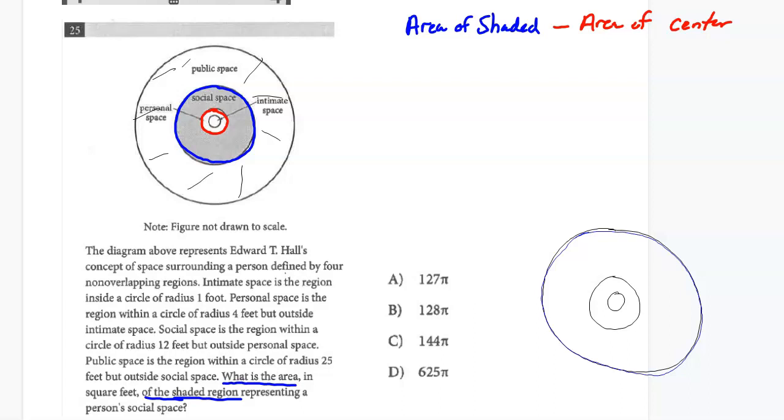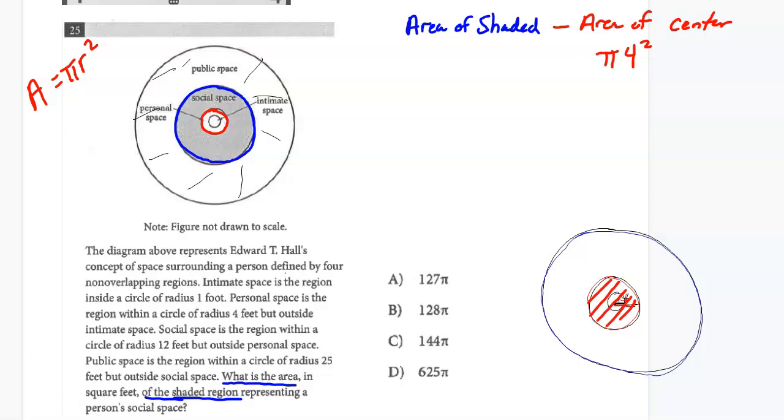So it says intimate space, the very first one, has a radius of 1. So from the center out, that's 1. Personal space is a circle of radius 4 outside of intimate. So when you get all the way out to here, that's 4 from the center. So that looks like that's our red circle there. So this red circle has a radius of 4. The area of a circle, remember, definitely need to know this, but it's on your front reference page if you forget. So area of a circle is pi times 4 squared. So basically I've just found this area.